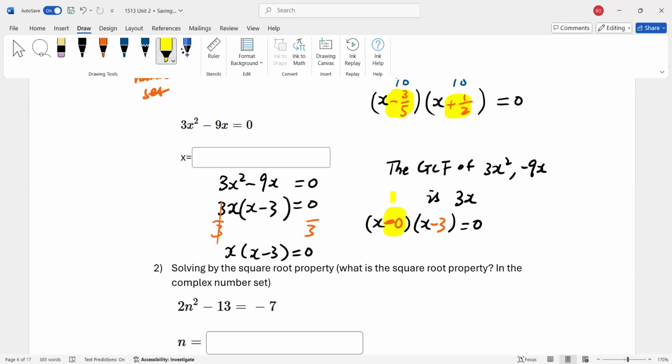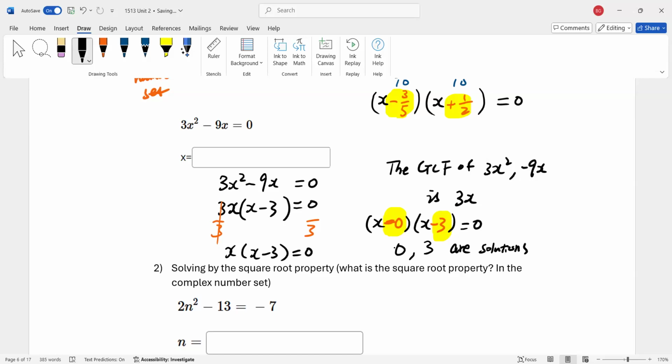I highlight this in yellow. And look at those two numbers I highlighted. Their opposites are: the opposite of 0 is 0, the opposite of -3 is +3. And those are the two solutions.